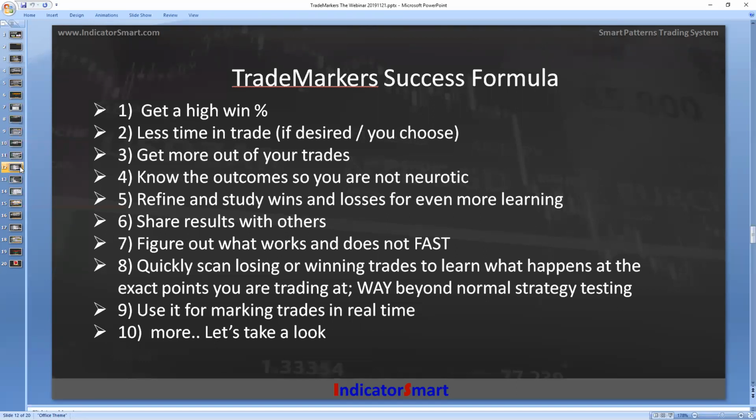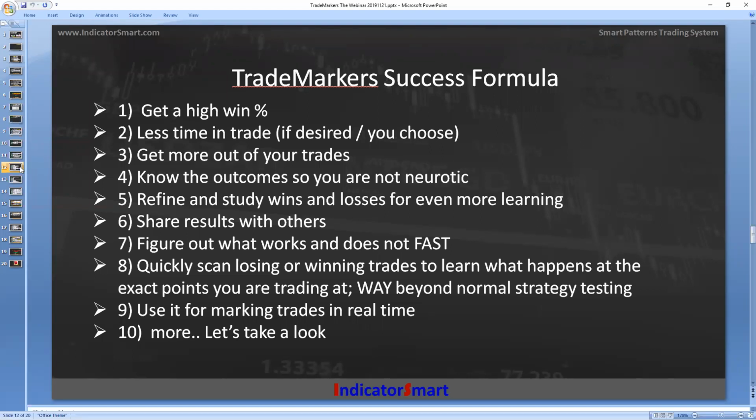Refine and study wins and losses for even more learning. Share results with others. TradeMarkers has the wonderful ability to share files with other users. I have traders send me files with TradeMarkers all the time, and I can look and see exactly where they're marking their trades, which is pretty cool, across any time zone worldwide. So you can figure out what works best, and fast.